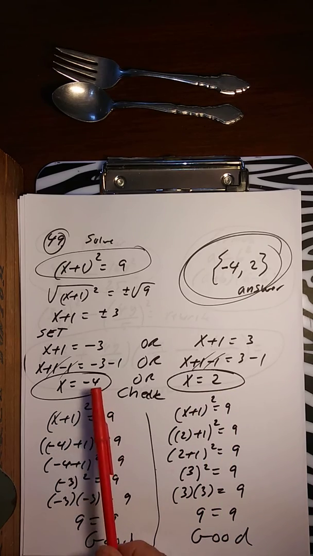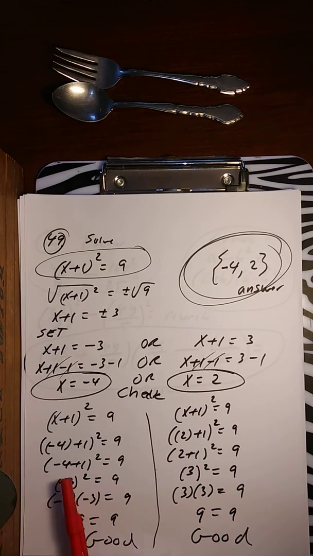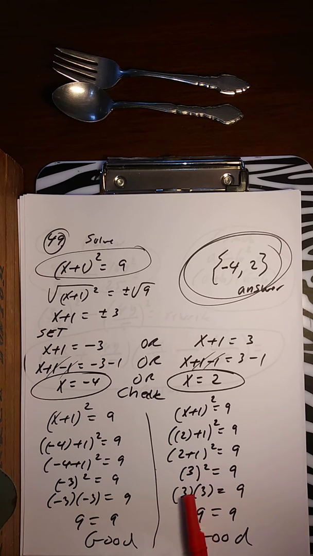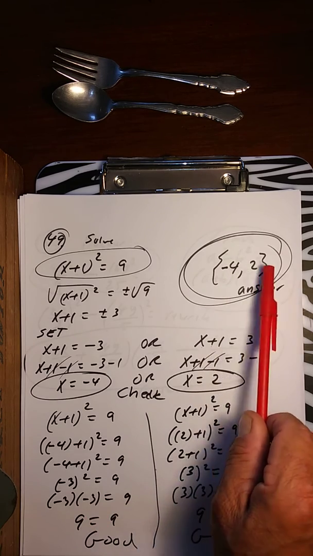Do they work? Check them. Let's put negative 4 here. Negative 4 plus 1, the original problem, is going to be negative 3. Negative 3 times negative 3 is 9. 9 equals 9, yes. Put a 2 in there. 2 and 1 is 3. 3 times 3 is 9. So they both work? Yep, they both work. So the answer is negative 4 and 2.